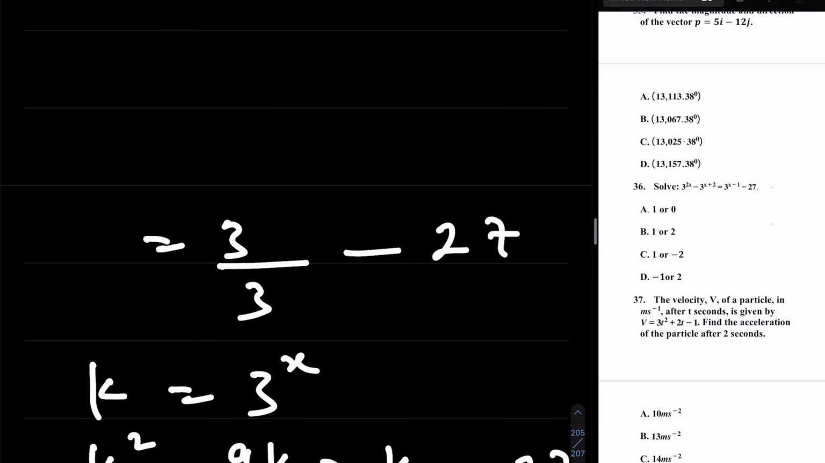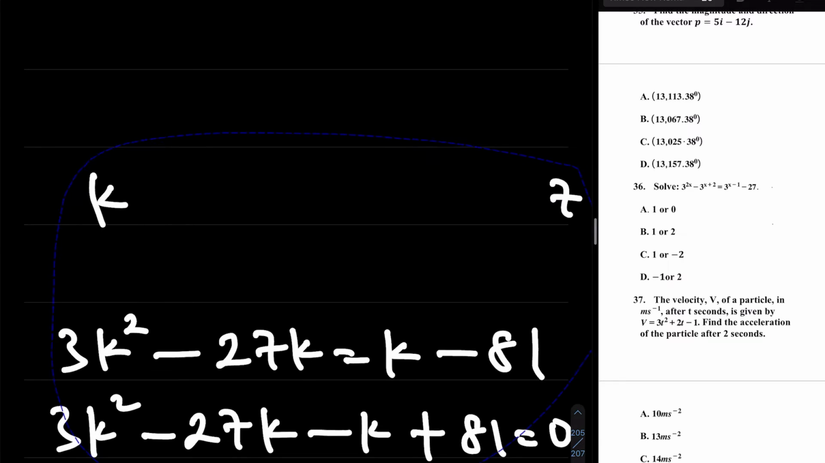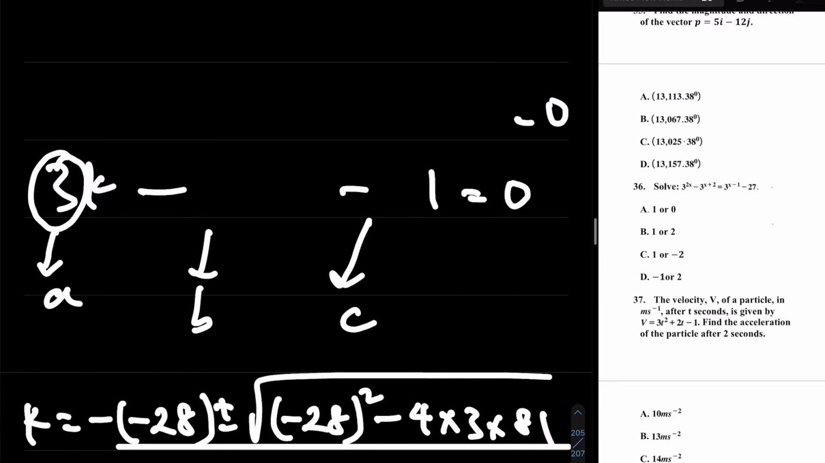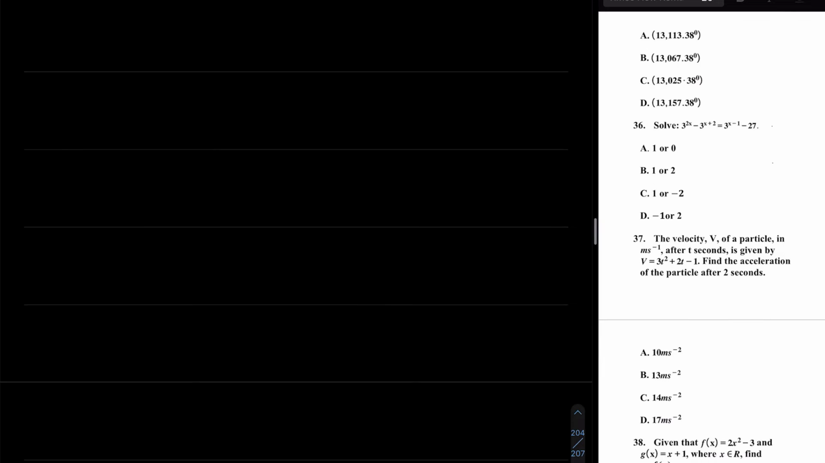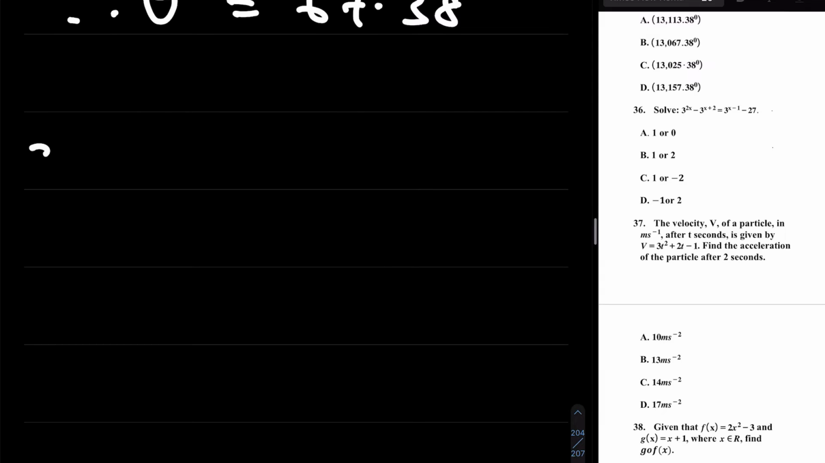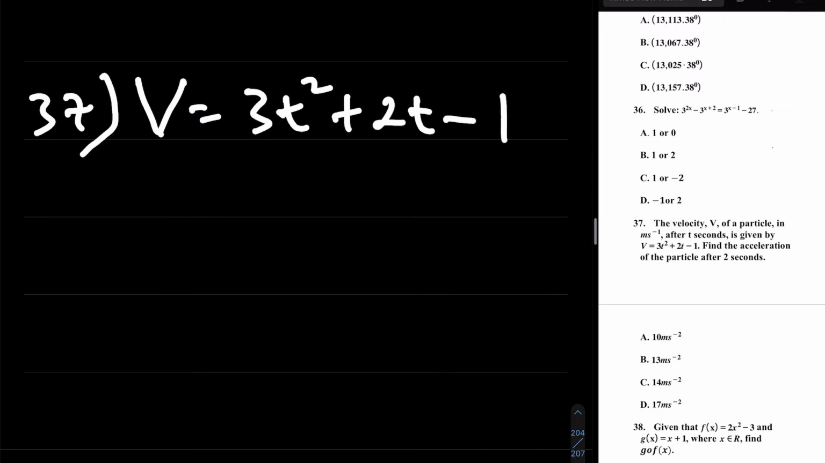Let's go to the next, and if I find the correct thing later, we may redo it. So let's not waste time. Now the next one is going to be number 37. The velocity v of a particle in meters per second after t seconds is given by v equals 3t squared plus 2t minus 1. Find the acceleration of the particle after 2 seconds.